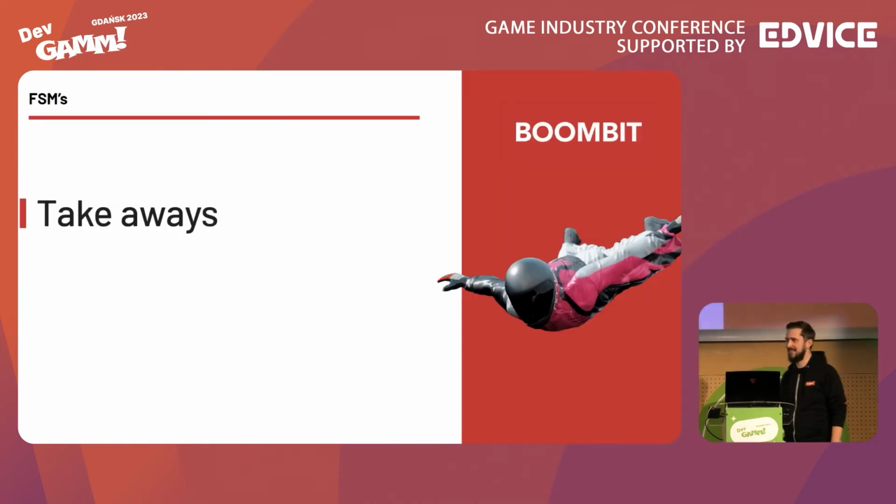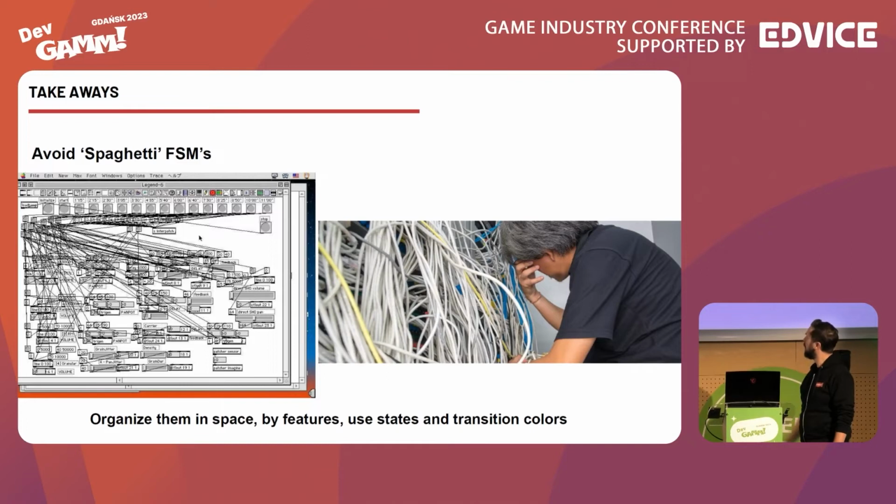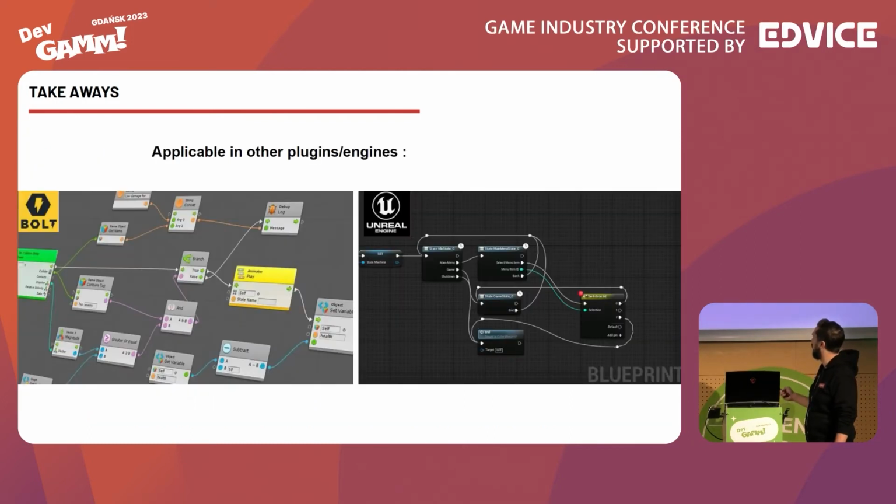And I'm going quite fast, so we are almost at the takeaways. For the takeaways, it's important to avoid these spaghetti FSMs, otherwise you finish like that, analyzing your project. I advise to organize really nicely in space and by features, and use the states and transition colors. As a designer I'm a very visual guy, so I like to look at that in this FSM view of PlayMaker.